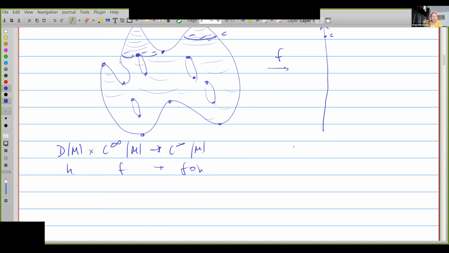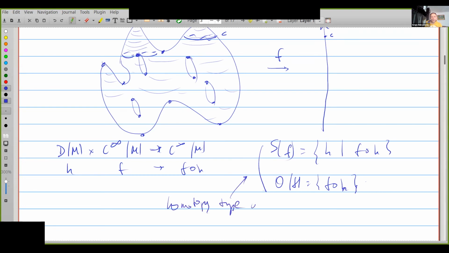And there was more than about 15 years, maybe, of studying the homotopy type of the orbits. So if I have a function, then I can consider the stabilizer of this function with respect to this action. This is a group of diffeomorphisms which preserve my function, and also the orbit, which is the set of functions of this kind. And the question was about the homotopy type of these spaces.